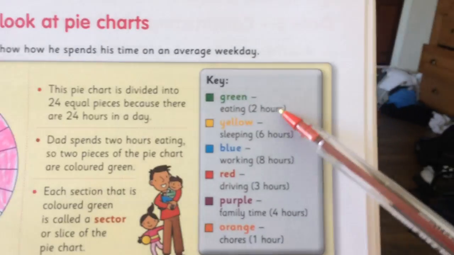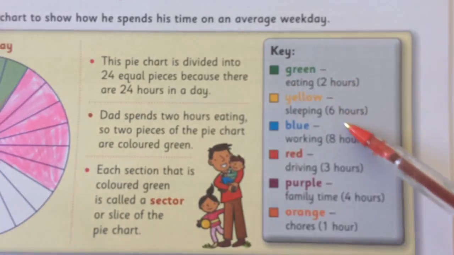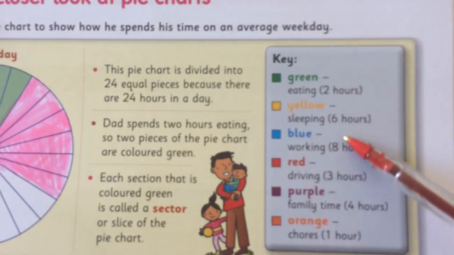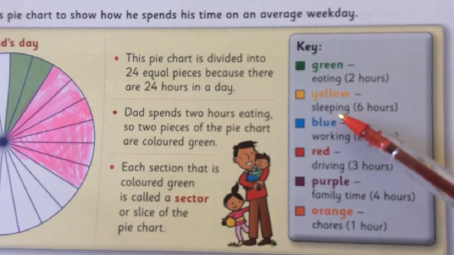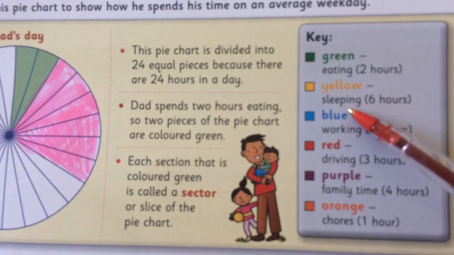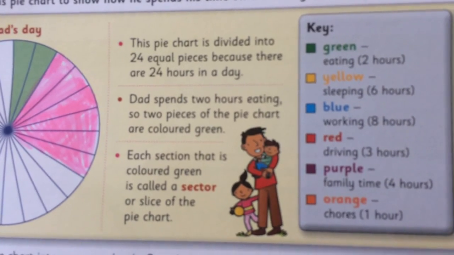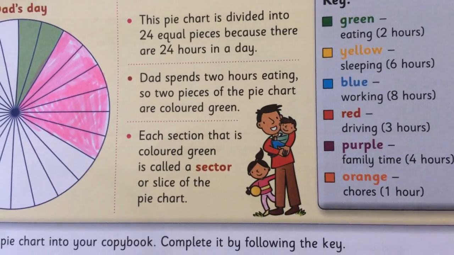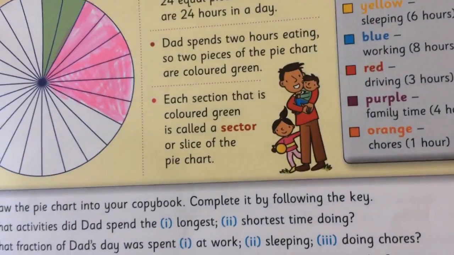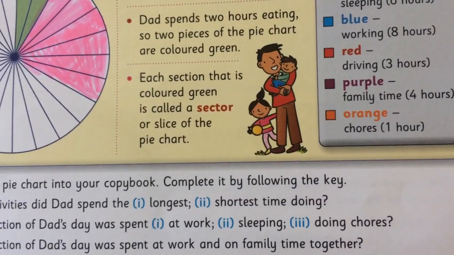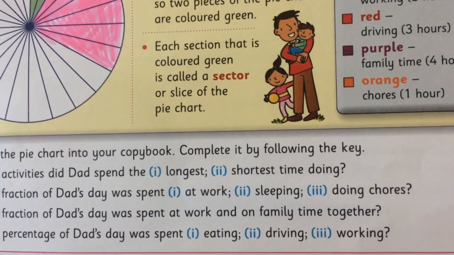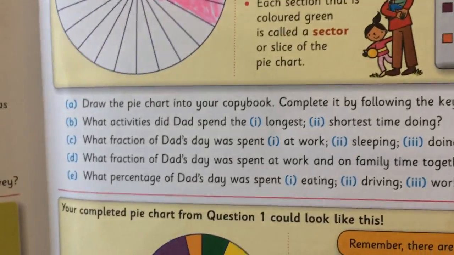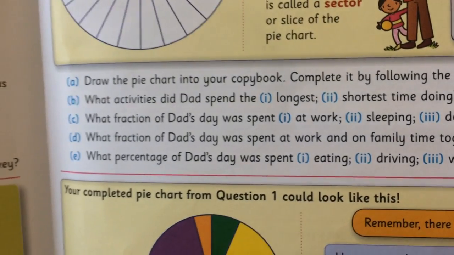Now, here's the key. He spends 2 hours eating. He spends 6 hours sleeping. He spends 8 hours working. He spends 3 hours driving. He spends 4 hours with family time and 1 hour with chores. Now, you have to draw the pie chart.